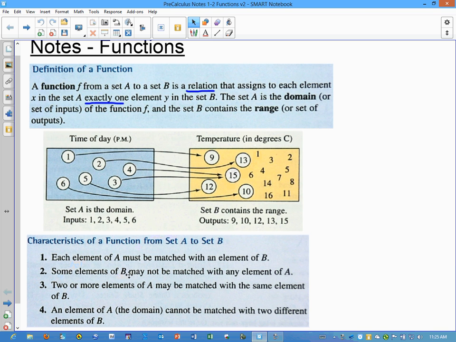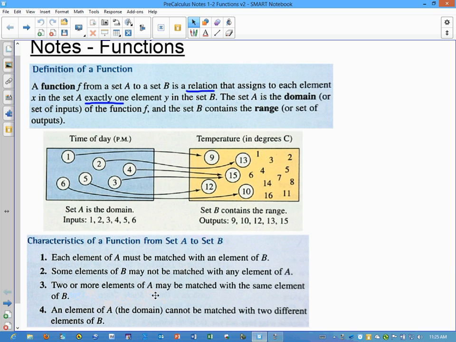So everything in A must be mapped to something in the range. Now, some elements of B may not be matched with any element of A. That's okay. That doesn't conflict with reality, because if you look at 5 degrees, for example, at no time during this day was it 5 degrees. Yet it would be a possible temperature for other days, maybe. So the fact that not every one in B is matched with an element of A, that's okay. That does not break reality.